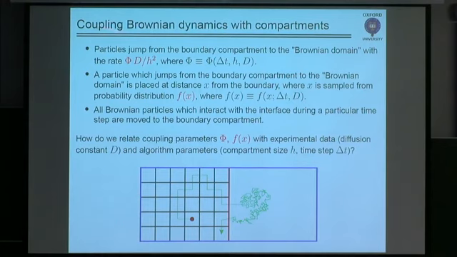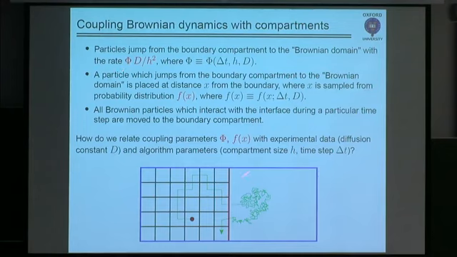So I put 3 rules on my boundary, so I'm basically doing the same thing, but I'm slightly changing the rules on the boundary. Before I told you that particles jump from this boundary compartment with the standard rate, which is d over h squared, but I now say they will jump with d over h squared multiplied by some constant phi. So if phi is 1, I get the previous model.